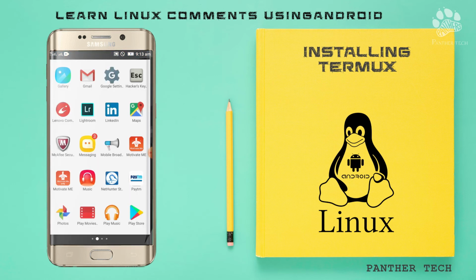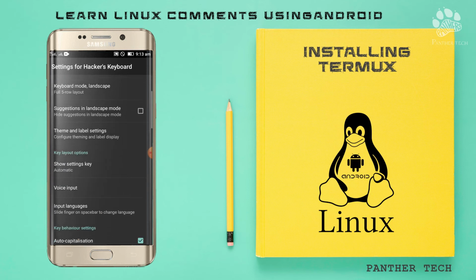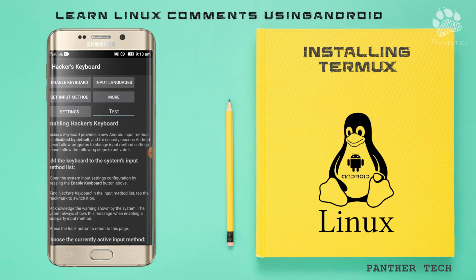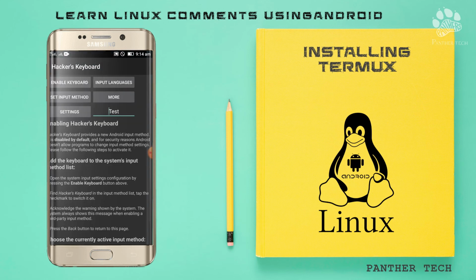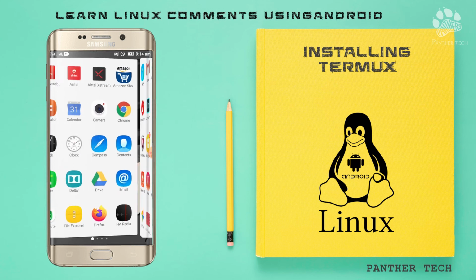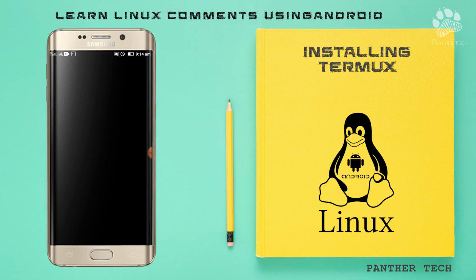Go to the Hacker's Keyboard settings, default, enable keyboard. Enable the Hacker's Keyboard, hit OK. Next, open Termux and install the needed packages.